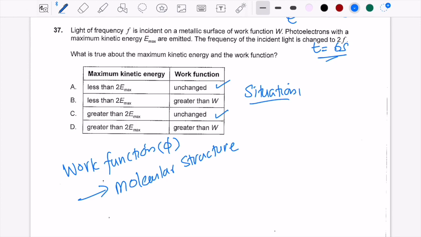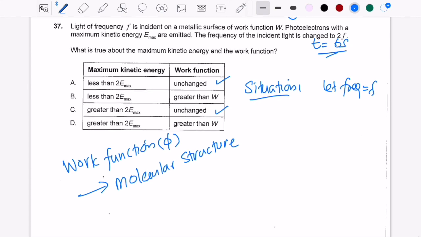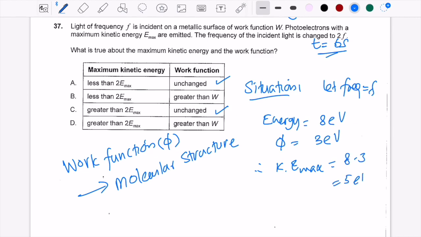Let's think situation 1. I am comparing these two situations where the kinetic energy changes. Let frequency be f. So let's think energy of the photon is, for example, 8 electron volt. Work function is 3 electron volt. So maximum kinetic energy is 8 minus 3, 5 electron volt, right?